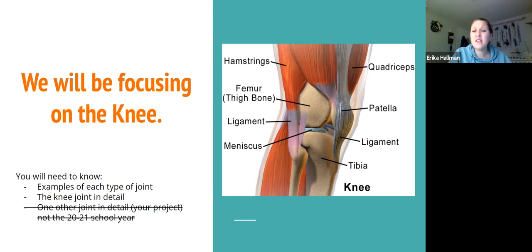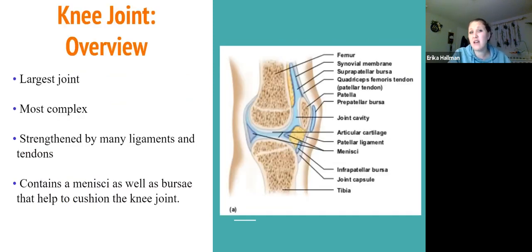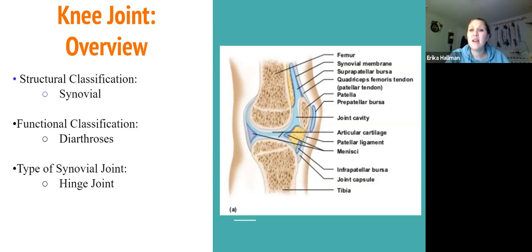So we're going to know the knee in more detail than the other joints. The knee is also one of our largest joints, which makes it really fun to study. It's one of the most complex. It has tons of ligaments connecting it. We'll learn about 4 in particular. It's also stabilized by a lot of tendons connected to our quads or our hamstrings. It contains menisci and bursae, so we'll learn about both of those.